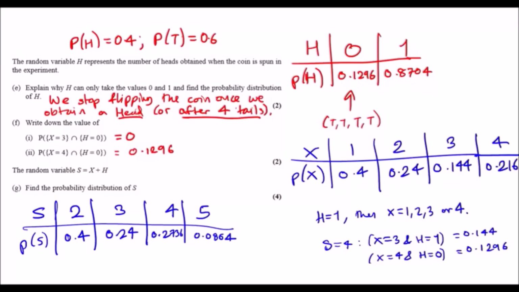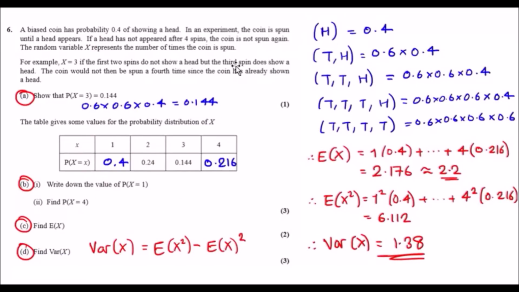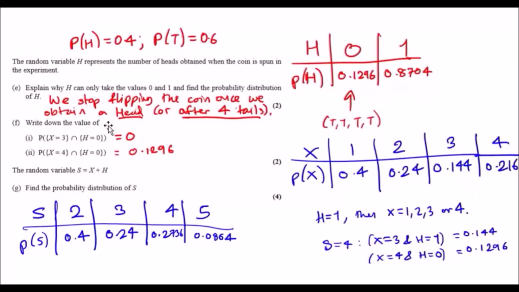Okay. So the random variable h represents the number of heads obtained when the coin is spun in the experiment. Explain why h can only take the values 0 and 1 and find the probability distribution of h. So this is quite clear. If you remember from the previous experiment, the whole point is that we're going to keep on flipping the coin until we land a head. So essentially you can only get one head. But there was also the possibility that when you get 4 tails, you get no heads. So that's why you get 0 heads or 1 head. Because you can only play until you get a head, or after 4 spins you don't. So that's kind of what I wrote here.